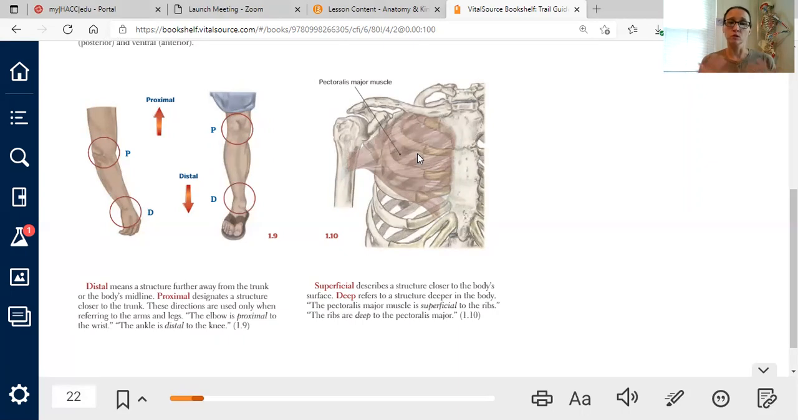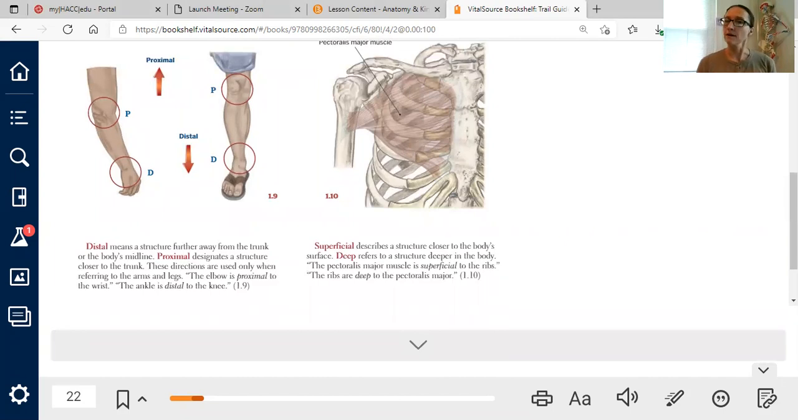So that's how we use superficial and deep. We also have different muscle layers within this area. So pec major is superficial to another muscle that would sit right behind it called pec minor. So pec major is superficial to pec minor. So that's how we use that. Or pec minor is deep to pec major. When we talk about the different muscles in an area, we are going to describe where they fit within these layers. So we'll be using these terms quite a bit.